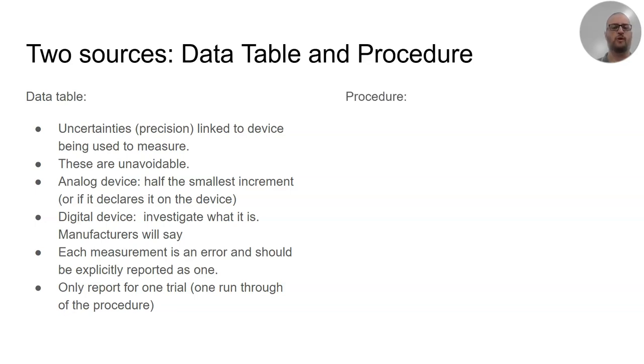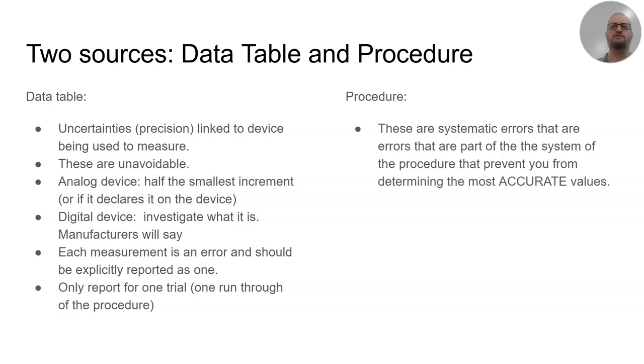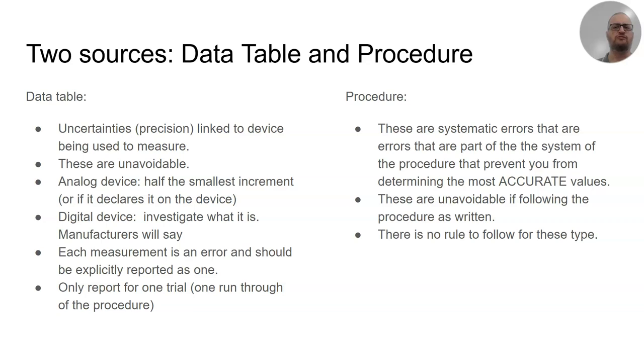The procedure is quite different. These are systematic errors that are part of the system: the procedure that prevents you from determining the most accurate values. So this is, I'm doing everything right, but I'm not going to get the best value based upon what the procedure says. These are also unavoidable if you're following the procedure, just doing as it says. There's no rule to follow for this type.